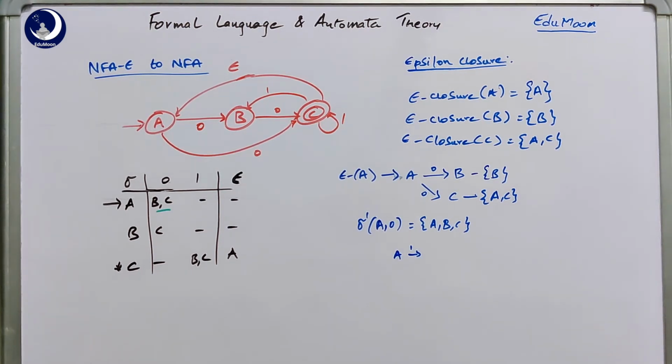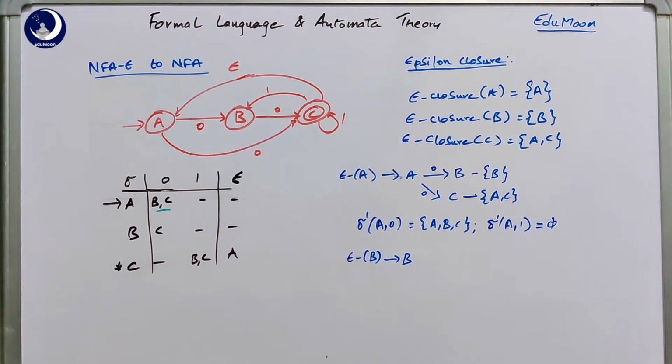Similarly, if you find A on 1 from the given table of NFA with epsilon moves, A on 1 is empty, that is φ, so there won't be any possibility here. So simply you can write an empty set, that is φ here. Now we go with the delta dash of B, the state B. So we write the epsilon closure of B, which is equal to B again.